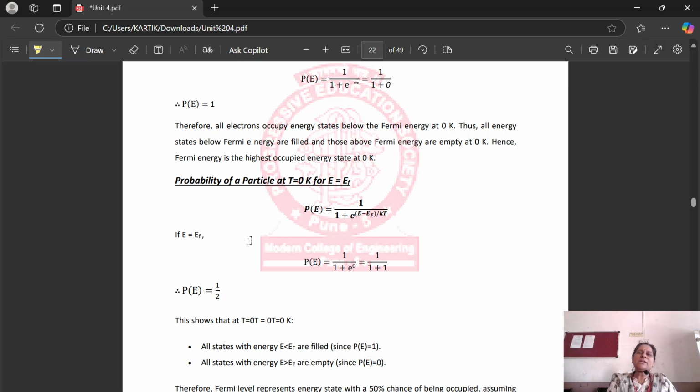So exactly similarly, what is the probability of finding the particle at the Fermi energy itself? It will be equal to 1/2. Either the particle will occupy the Fermi energy or it will not, right? So let's try and use the Fermi function and figure out whether the probability is 1/2.